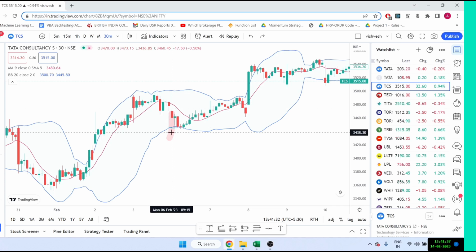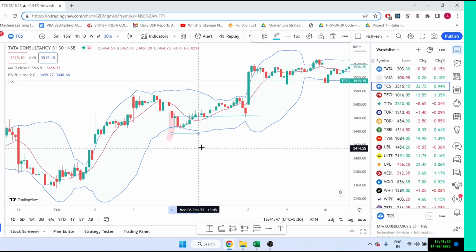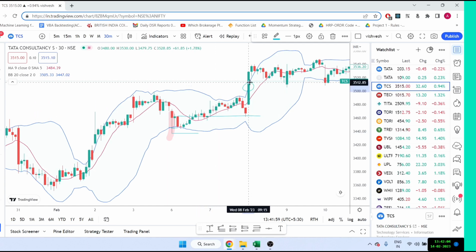If that is true, we are looking for a buying trade, but we will only take the trade once we get a green candle. So we've got the green candle after that, so we will go for a buying trade here. This will be our buying entry, and we can put the stop loss here, which is the low of the red candle. We can do two targets. The first target can be the middle line, the moving average, and the second target can be your Bollinger Band on the upside, and we can see that we have made good profits here.